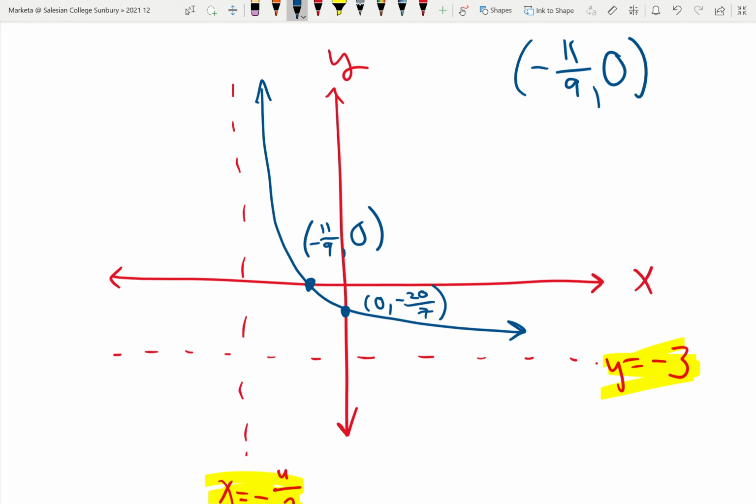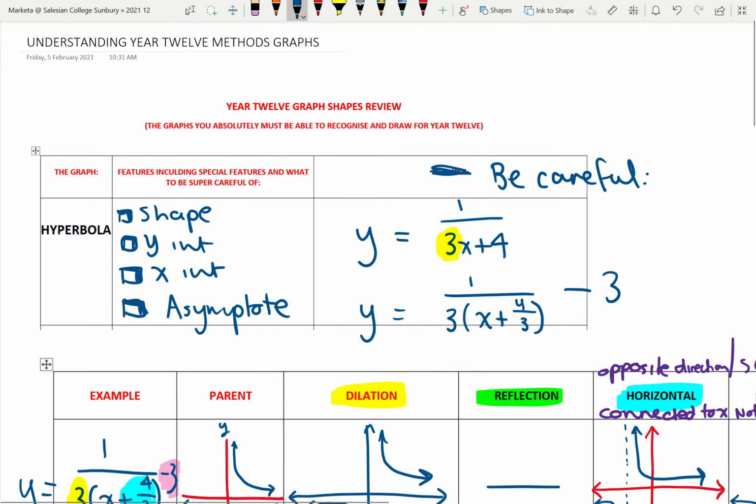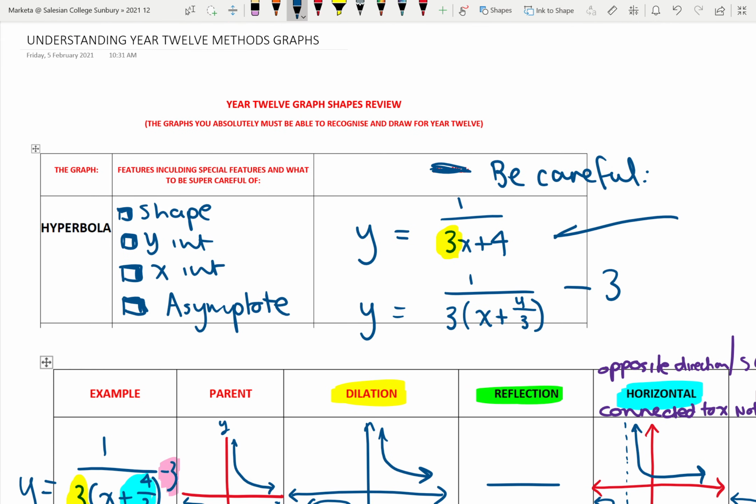So the big ideas there about the hyperbola: we have the asymptotes that we have to label with their equations, obviously the shape, but the thing that a lot of people will forget is this part here. So remove whatever is in front of the x before you choose your asymptotes.